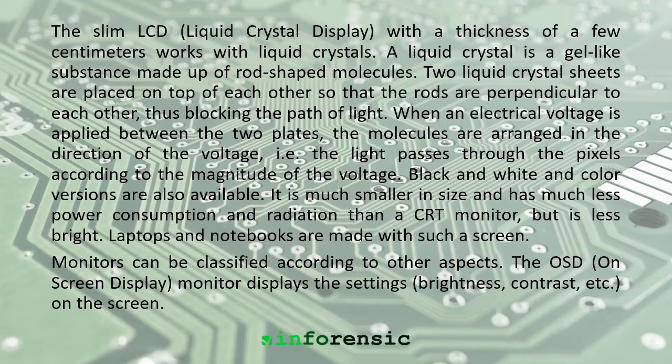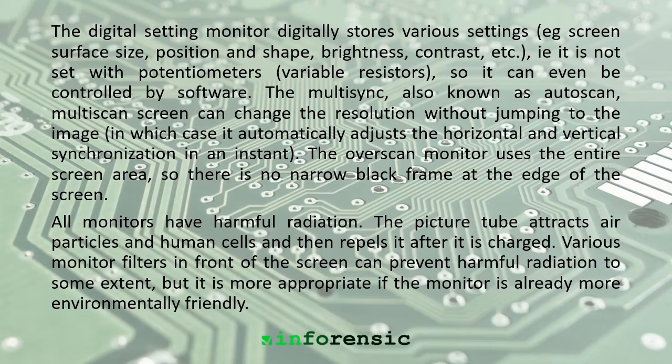Monitors can be classified according to other aspects. The OSD, on-screen display, monitor displays the settings, brightness, contrast, etc. on the screen. The digital setting monitor digitally stores various settings, e.g. screen surface size, position and shape, brightness, contrast, etc. It is not set with potentiometers, variable resistors, so it can even be controlled by software.